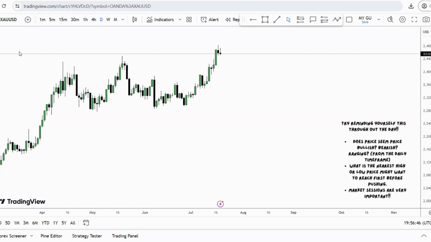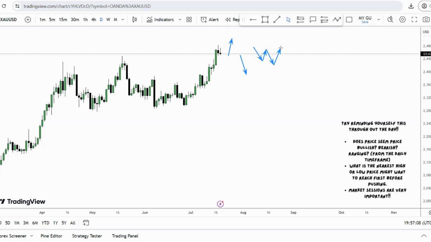So the first time frame that you need to open as soon as you get on your charts is the daily time frame. Now, looking at the previous daily time frame will give you some sort of an understanding to say, okay, are we looking to push higher today, or are we looking to push lower today, or are we generally just ranging?